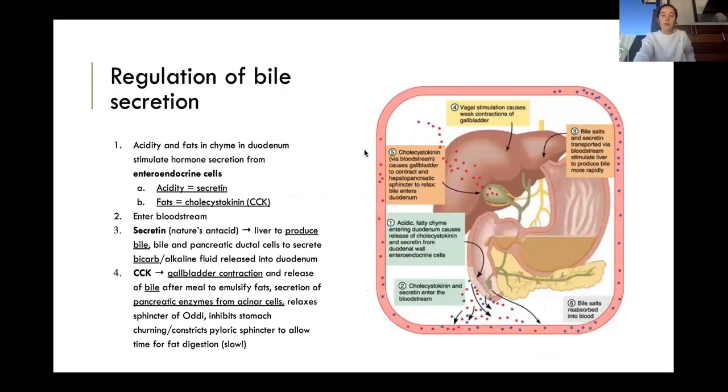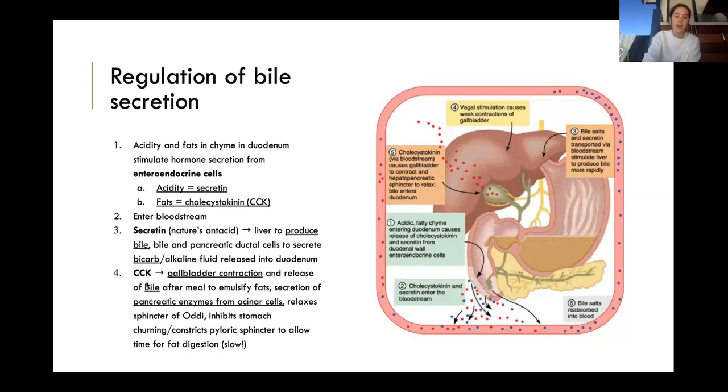So this is the regulation of the bile secretion. So what we were talking about before with your secretin and CCK. When you have acid and fat in your duodenum, it stimulates these enteroendocrine cells lining your duodenum to release secretin and CCK, which enter the bloodstream. So your secretin, they call it nature's antacid, because that leads to the production of bicarb from your pancreatic ductal cells, and also stimulates the liver to produce bile.